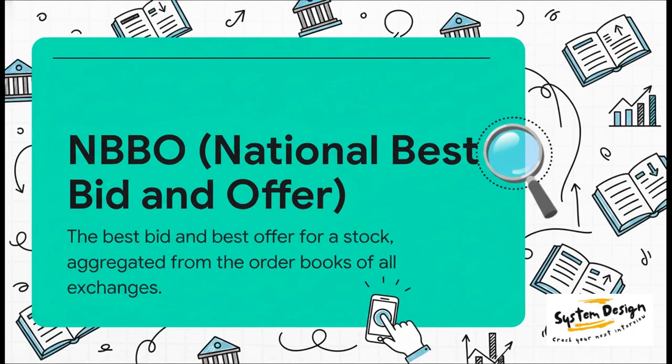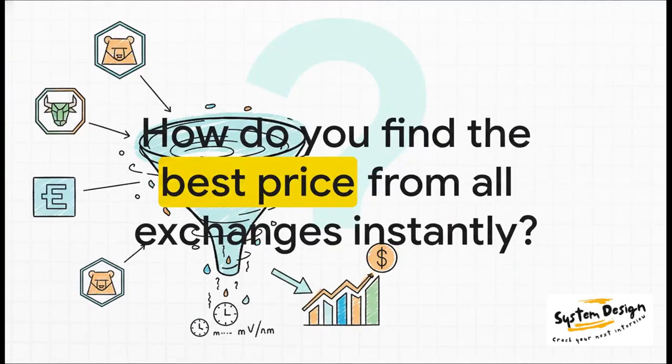So our system has to look at all these messy order books from all the different exchanges and do some serious number crunching to figure out something called the NBBO. That stands for National Best Bid and Offer. And that, right there, is the single best price in the entire market that we need to show our users. So the question becomes, how on earth do you do that? How do you find that one golden price instantly when you're getting hammered with new data every single millisecond from dozens of places at once?